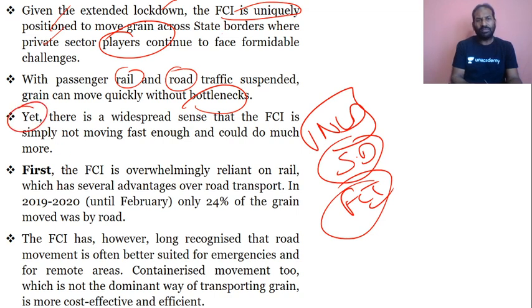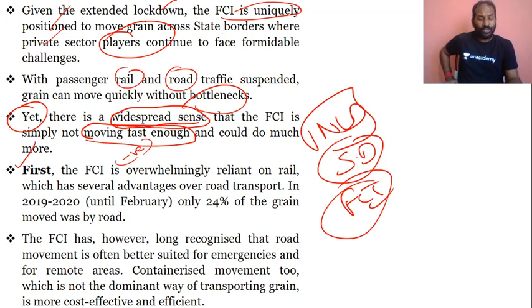But there is a caveat. In spite of all these positive things about FCI, there is still a widespread sense that FCI is simply not moving fast enough and could do much more. That is the negative. We will look at it. First, why is there a widespread sense that the FCI is not moving fast enough and could do much better?